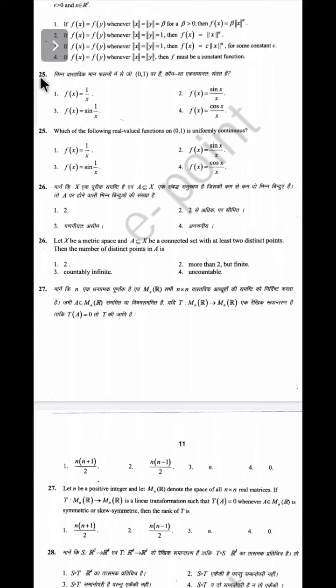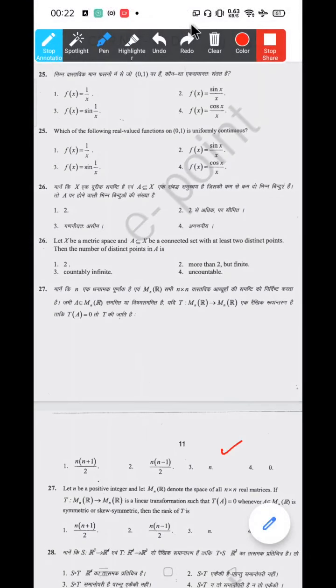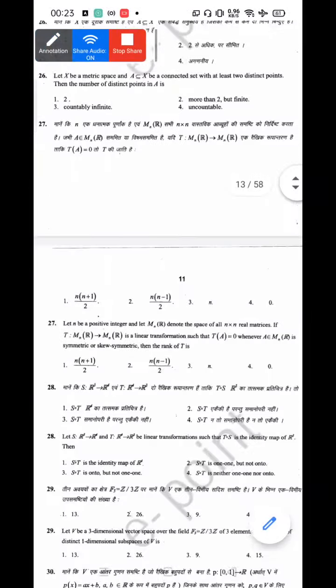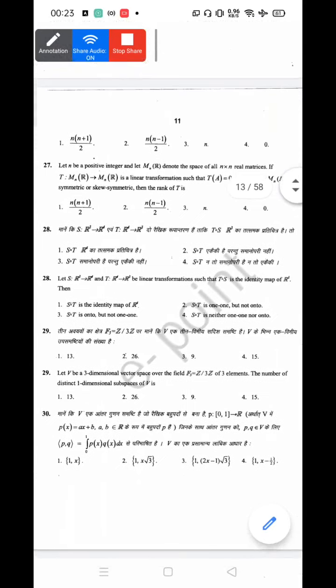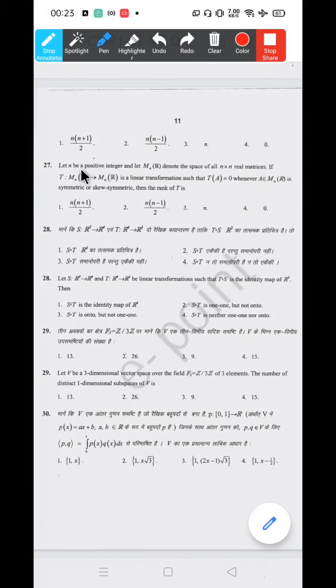Question 27. Let n be a positive integer and M_n denote the space of all n cross n matrices, with T a linear map such that T of A equals 0 whenever A belongs to M_n is symmetric or skew-symmetric. Then what will be the rank of T? So they are saying whenever A is symmetric or skew-symmetric, T of A equals 0.